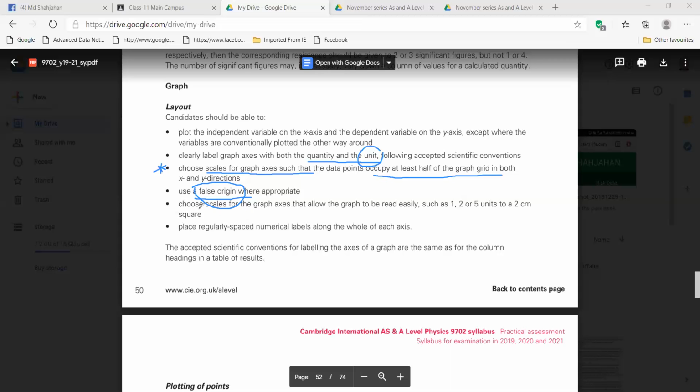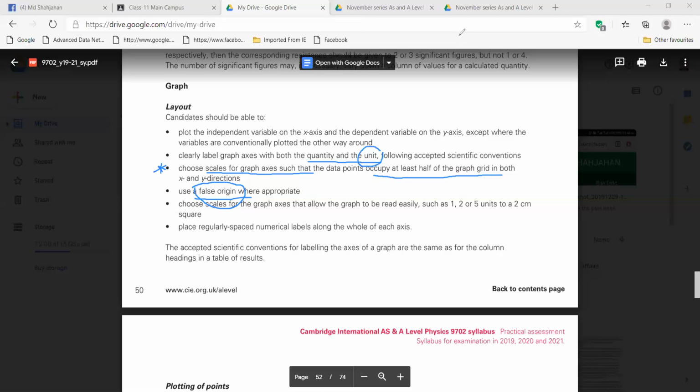Okay, so continue please. Next one, Amina. Choose scales for the graph axis that allow the graph to be read easily, such as 1, 2, or 5 unit to a 2 centimeter square. Okay, so this one you understand? Yes, sir. It's scaling.